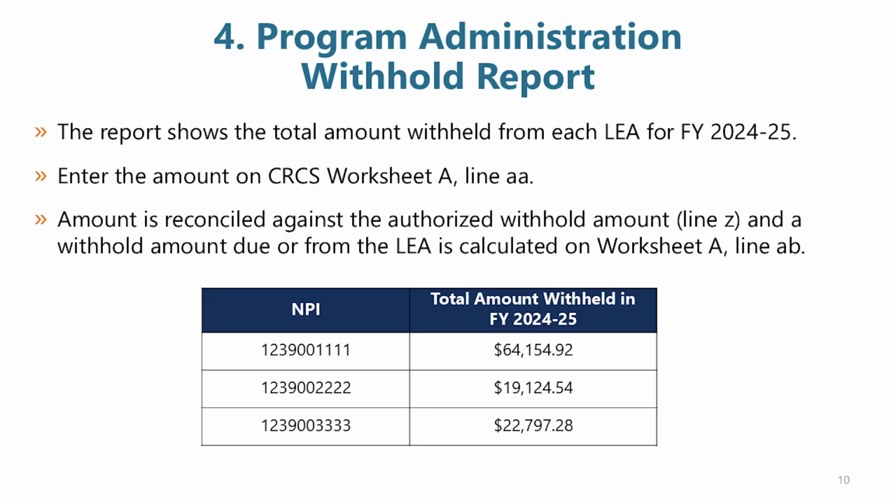Also, on Worksheet A, the CRCS calculates each NPI's share of the program expenses for the year on line Z. On line AB, you'll see an amount that reconciles what the NPI's share is versus what your LEA has paid for the year, and the resulting amount will be included on line AB. We'll go through this more in our walkthrough in a few moments. For now, you should simply understand what this report represents and how to use the information when you complete the CRCS.